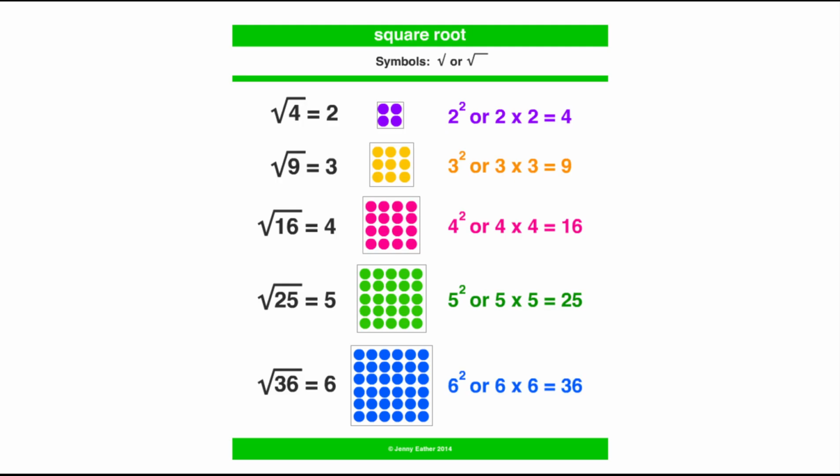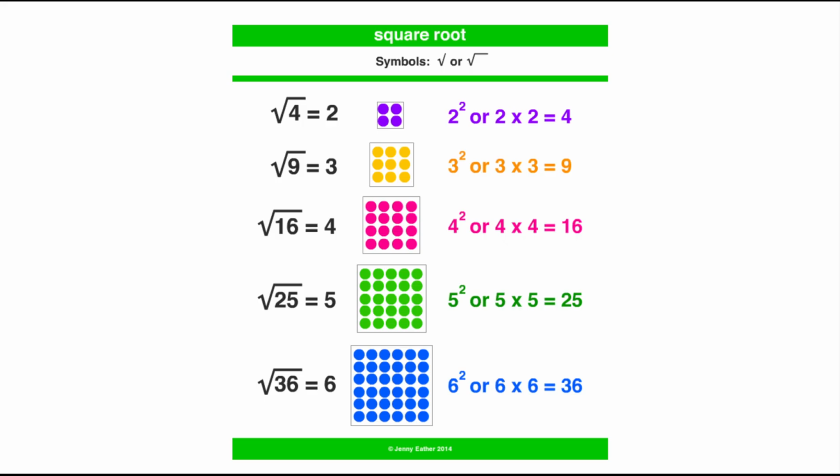These are square roots. The square root of 4 is 2. You see how it makes a perfect square of 2 on every side, equaling 4. That's what a square root is. It's a perfect square. The square root of 9 is 3. The square root of 16 is 4, and you can keep going. On the right side, we have the same thing written out with an exponent. So 2 squared, 3 squared, 4 squared. So squared and the square root are opposites.